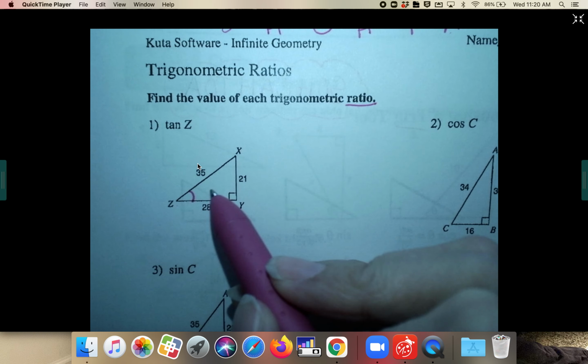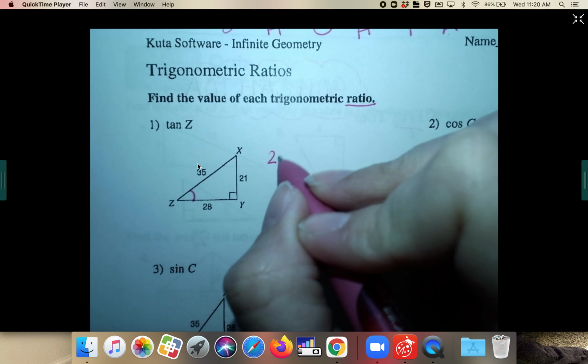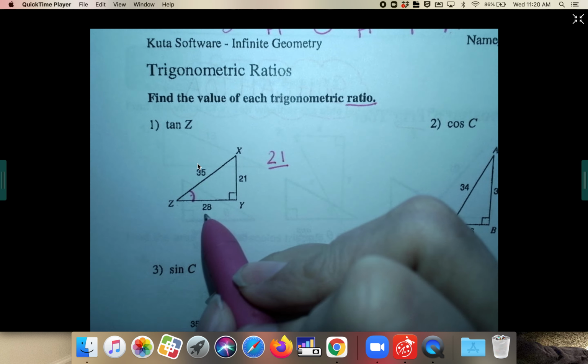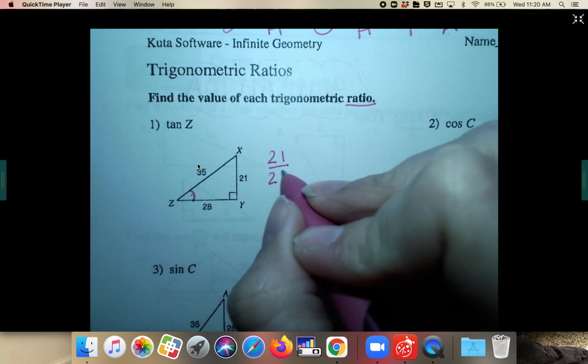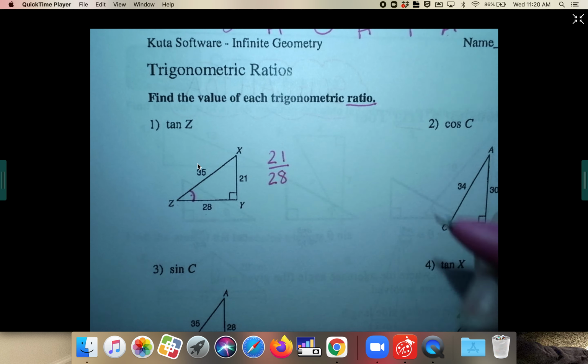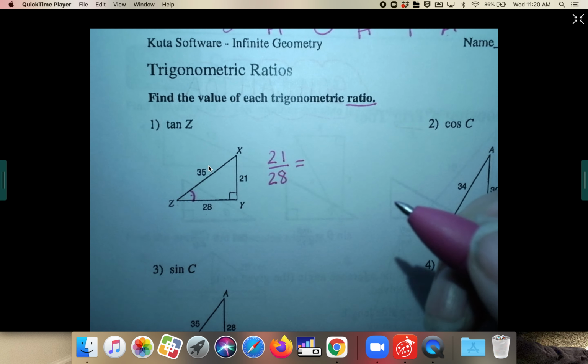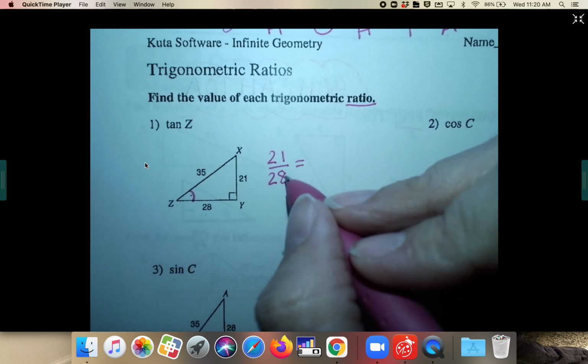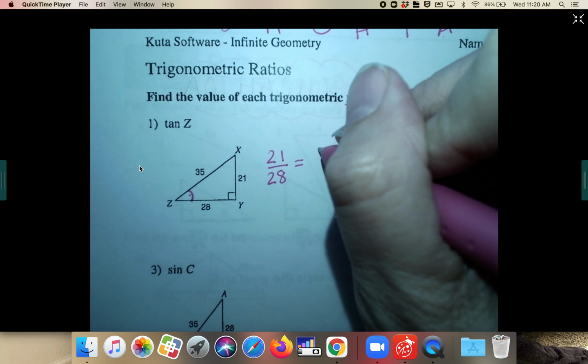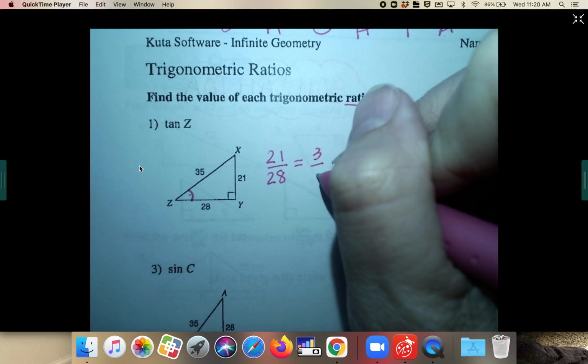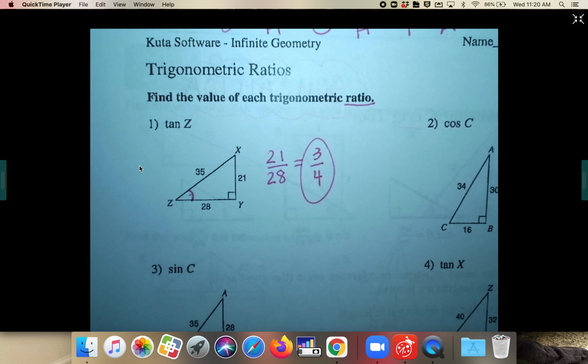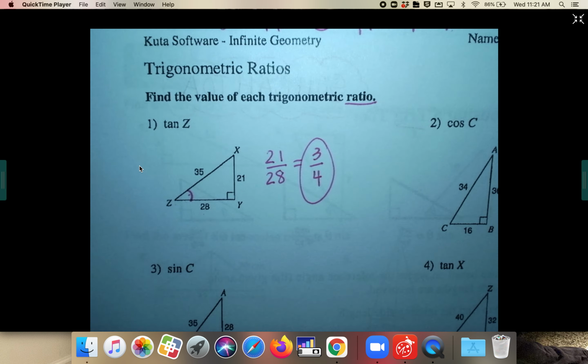So we're going to put the opposite, which is 21, over the adjacent, which is 28. Now the only thing you'll have to do besides writing down this fraction is, if you can simplify it, I need you to simplify it. So these both divide evenly by 7, so you should have got 3/4 for your tangent z trig ratio.